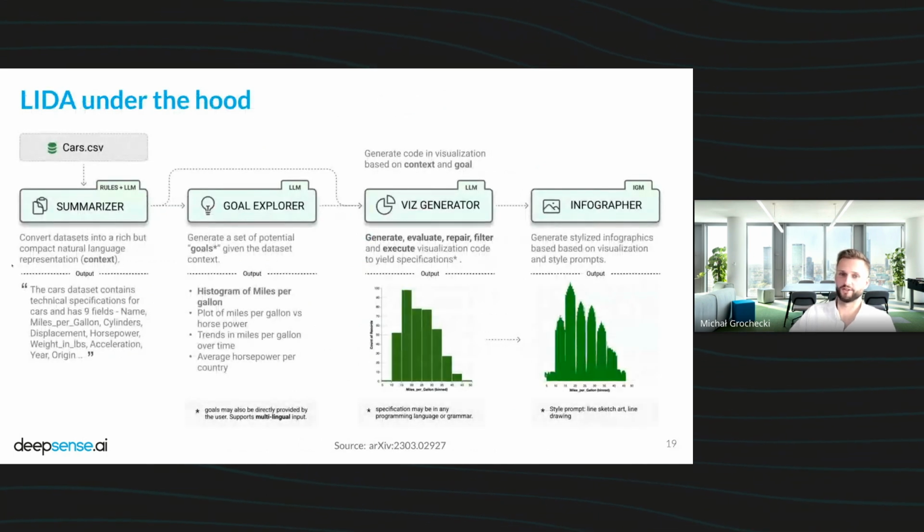So how does it work under the hood? This figure comes from a short paper describing LIDA's goals and architecture. The first component is the summarizer, which converts the dataset into a natural language representation. In order to do so, it does sample data. So again, we have to send part of our data to the LLM. But the good news is that it is small samples, so we don't need to spend a lot of tokens when working with an external model.